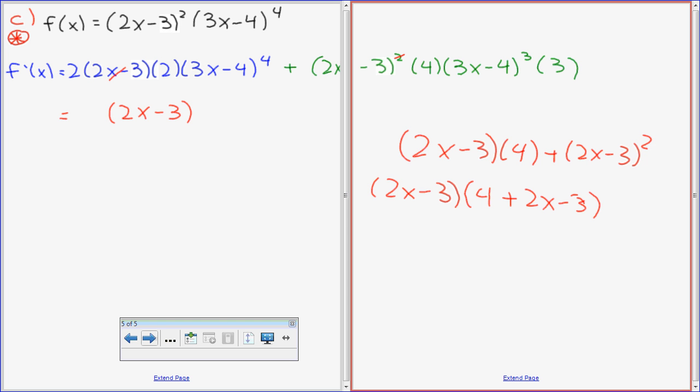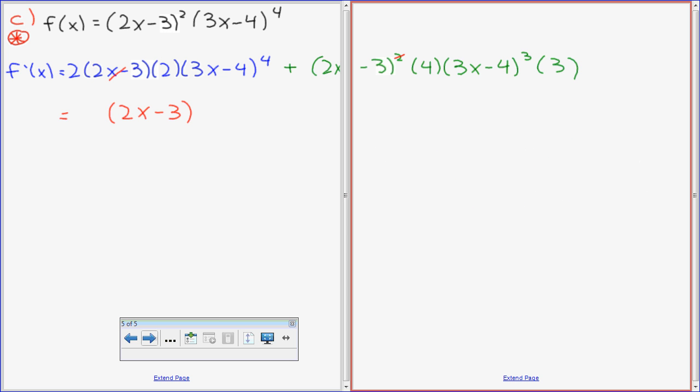Too much? Where did the 3 come from on here? Oh, because of the derivative of the brackets here, right? The derivative of 2x minus 3. Let's try again there, Mike. Sorry, I didn't answer that. Okay, so we have a 2x minus 3. What else is common? Yeah, 4. Both of them have a 4. So I'll take that out. 4 comes from there, and 4 comes from there.